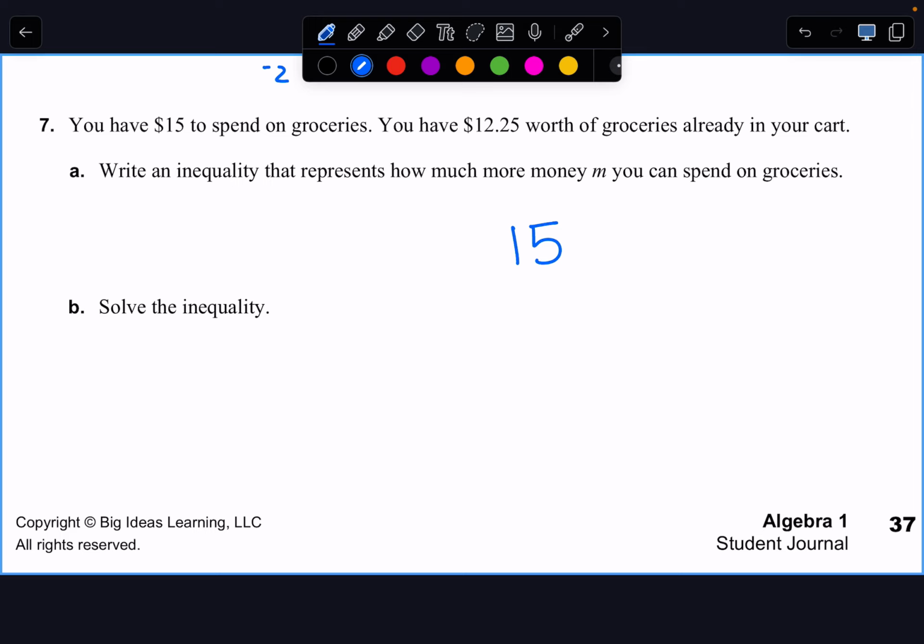I don't know who wrote this and how long ago it was, but it's not getting you a whole lot. Just use a dollar sign instead. Okay, what do I do with the M and the 12.25 and the 15, if I'm going to use all three of those things? Combine that term. What'd you say? Okay.